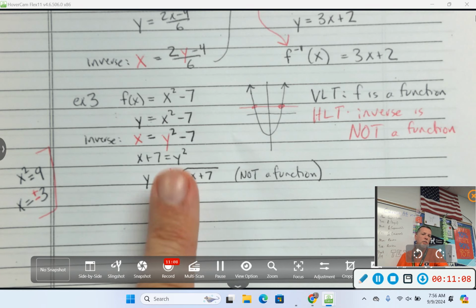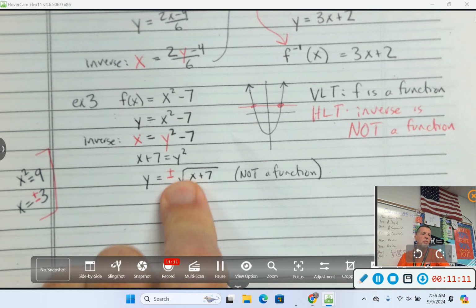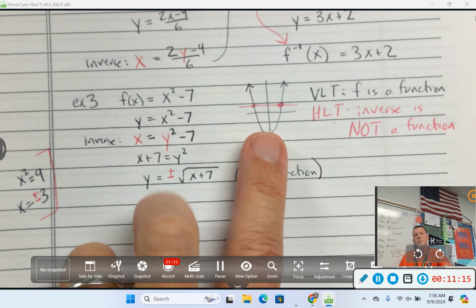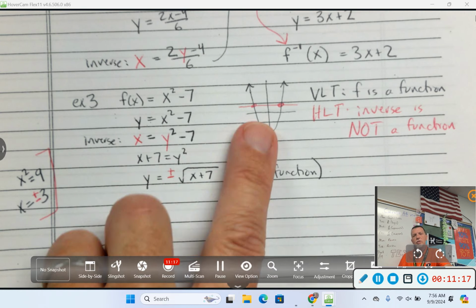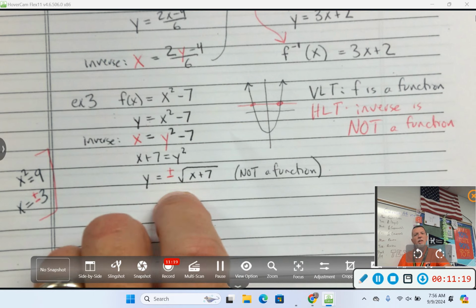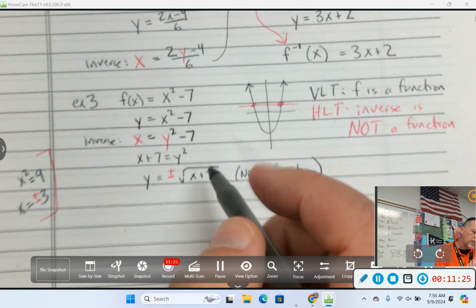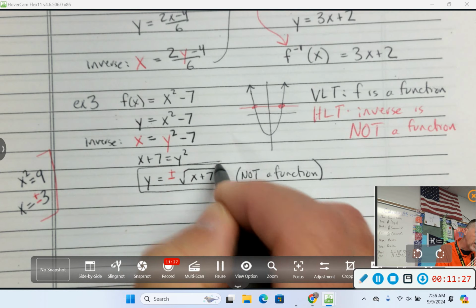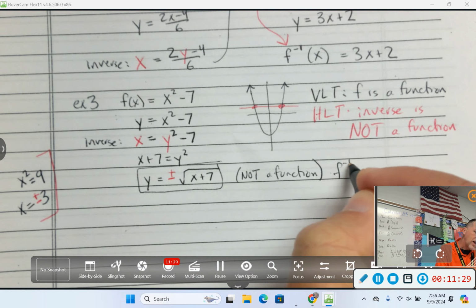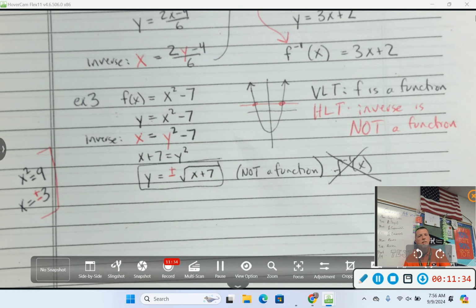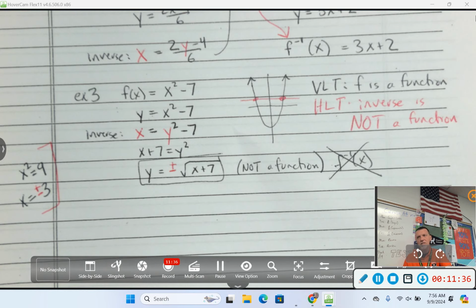So you can tell from the equation if it's not a function, but you can also tell from the picture. You don't really need to do both, but if you're confused, one is sometimes easier to think about than the other. Again, this is my answer. I just can't write f inverse because it's not a function. It's an inverse, but it's not a function.